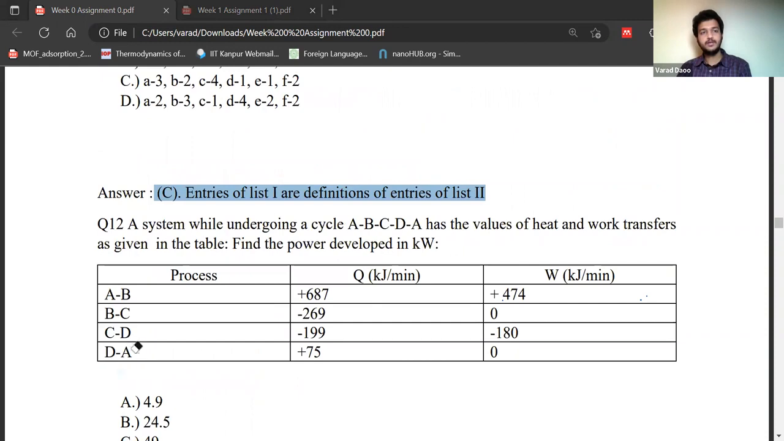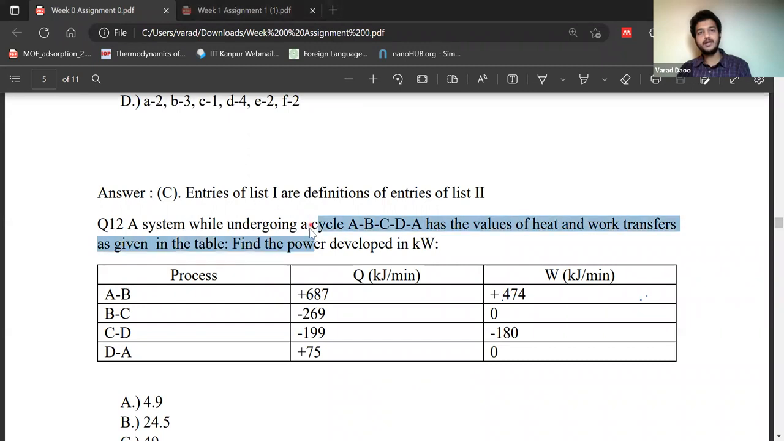Now we go to the calculation part, the calculative question. What is the question? A system while undergoing a cycle. Cycle means it should come back to its initial position. Here you see A, B, C, D back to A. So this is indeed a cyclic process, and it has the values of heat and work transfers as given in the table. What we need to do is find the power developed.